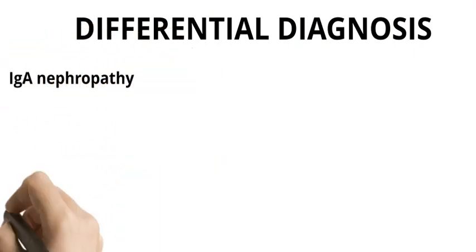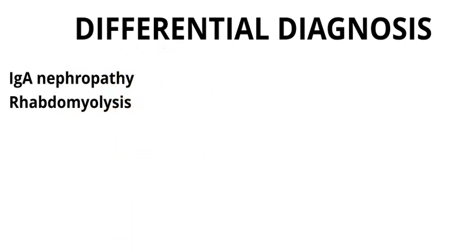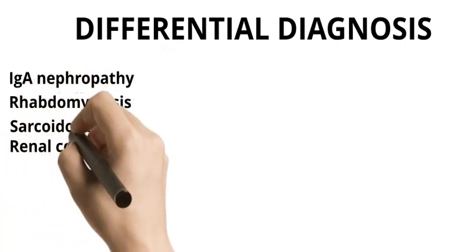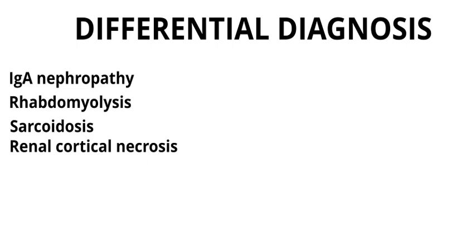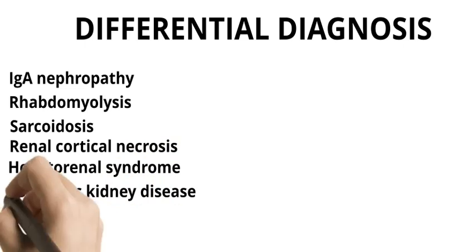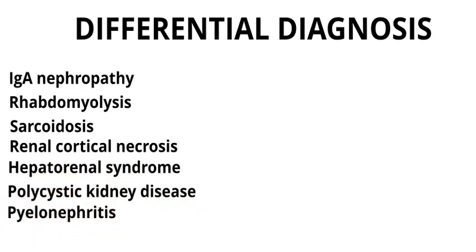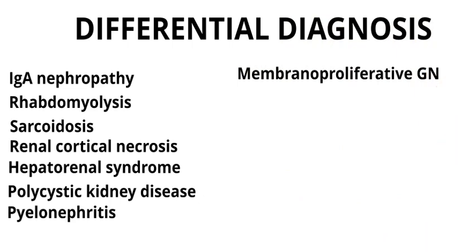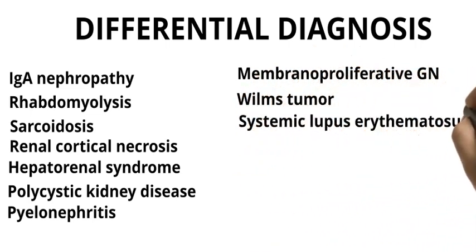Differential diagnoses include IgA nephropathy, rhabdomyolysis, sarcoidosis, renal cortical necrosis, hepatorenal syndrome, polycystic kidney disease, pyelonephritis, membranoproliferative glomerulonephritis, Wilms tumor, systemic lupus erythematosus, just to mention a few.